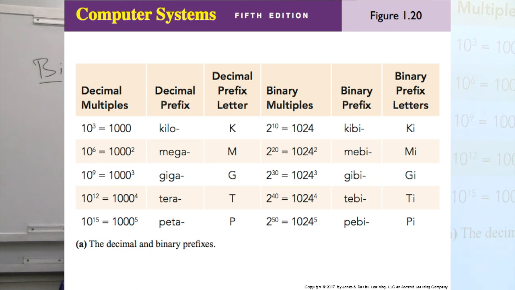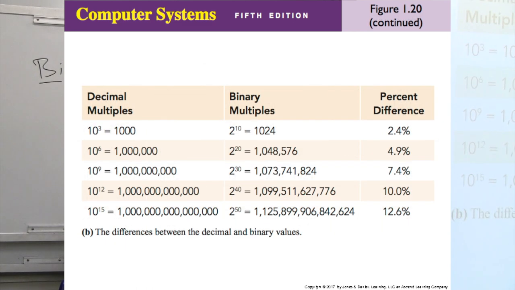They differ slightly from the decimal values, and here's a little table in figure 1.20 part B of the figure. The difference is, at 1,000, about 2.4%. By the time you get up to 10 to the 15, it's about 12%, but still it's roughly the same.